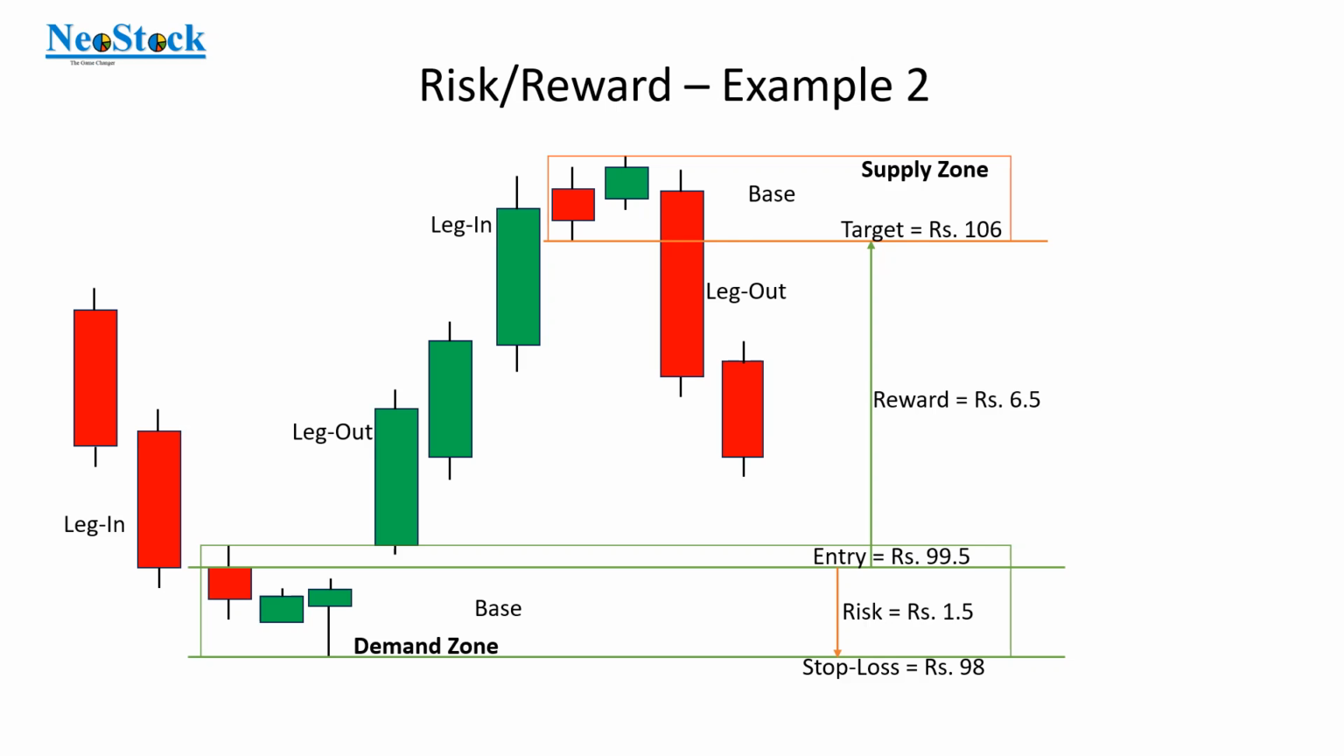RR equals to 1.5 is to 6.5. That equals to 1 is to 6.5 divided by 1.5. That equals to 1 is to 4.3. So for every one risk, you get 4.3 reward. This is what the meaning of risk reward for this particular example. So let us look into one more example, but this time let us look into the supply zone related example.